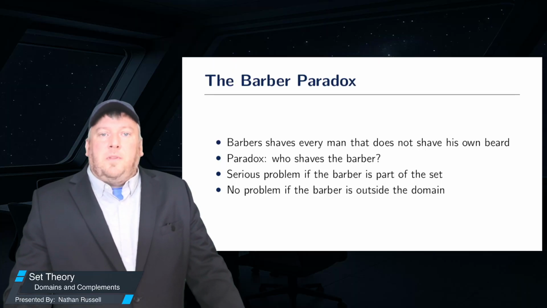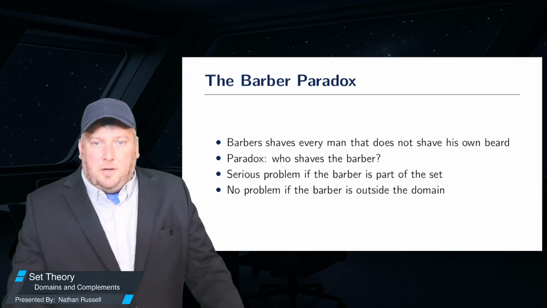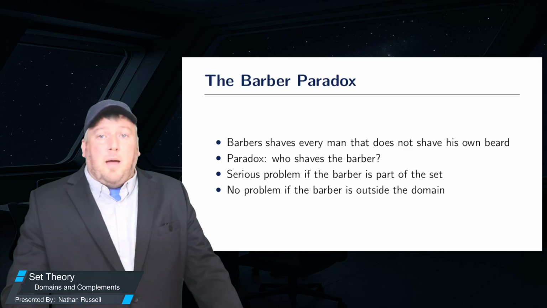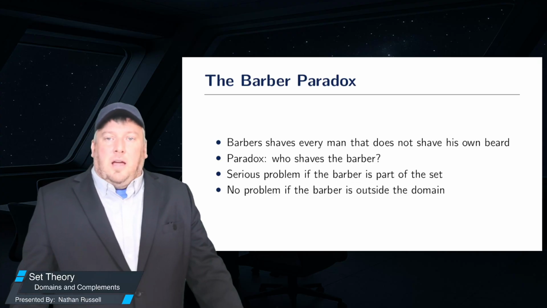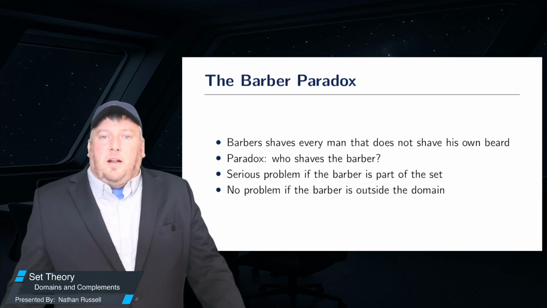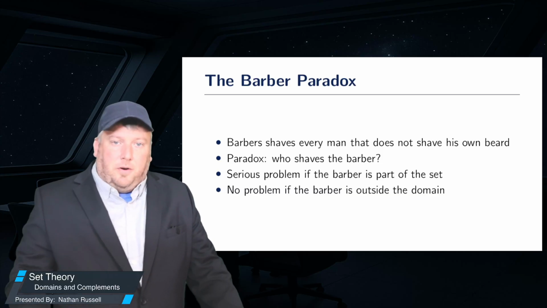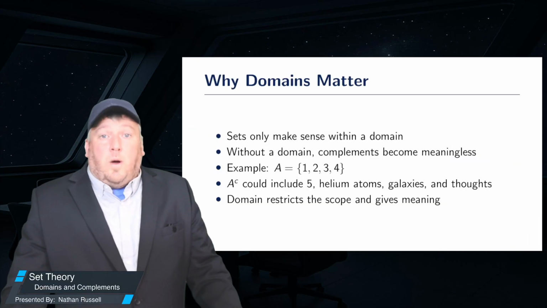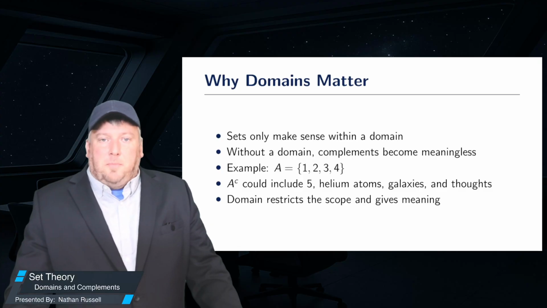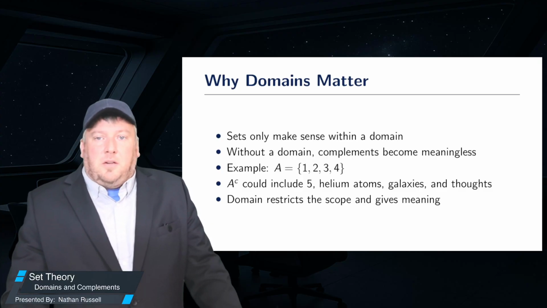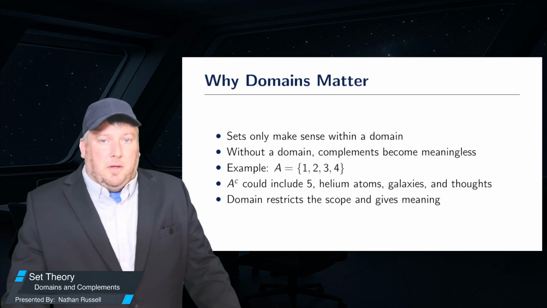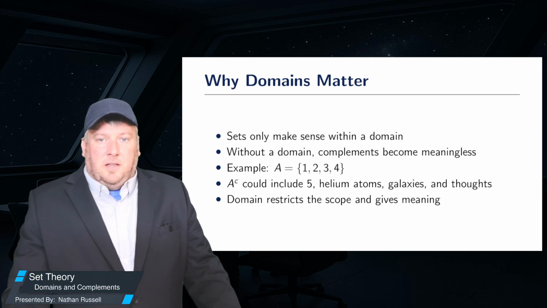What's the solution? If the barber is outside the domain of people being considered, then no problem happens at all. We simply view the barber as being an operator on the set elements that the barber is not part of. The Barber Paradox, while simple, shows why domains matter. When we talk about a set, we always have to think about the domain. We also have to think about its complement. The complement to a set is essentially everything that's not inside the set.